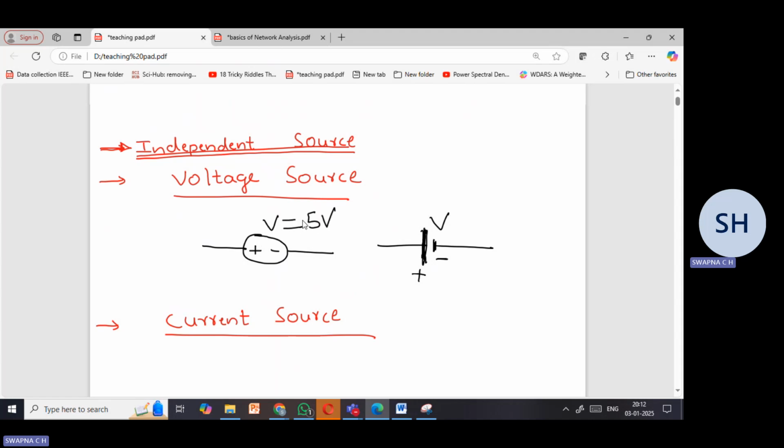If I say it is 5 volts, it will be 5 volts only. If I say this is 6 volts, then it will be 6 volts only. The value here is fixed. Okay, so if the value is fixed, then it is called an independent source. It is not depending on any other values.